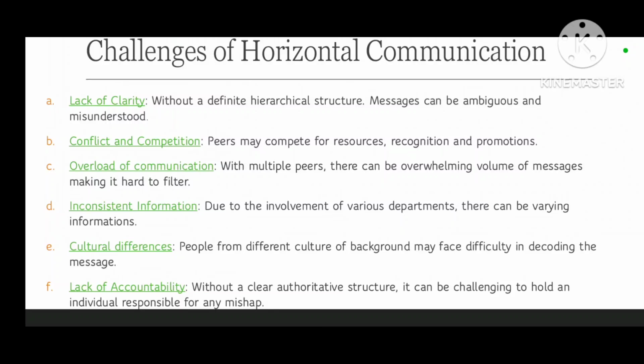So these are the challenges of horizontal communication, and let's keep these two types in this video. In part 3 of the video, we will discuss the other two types.